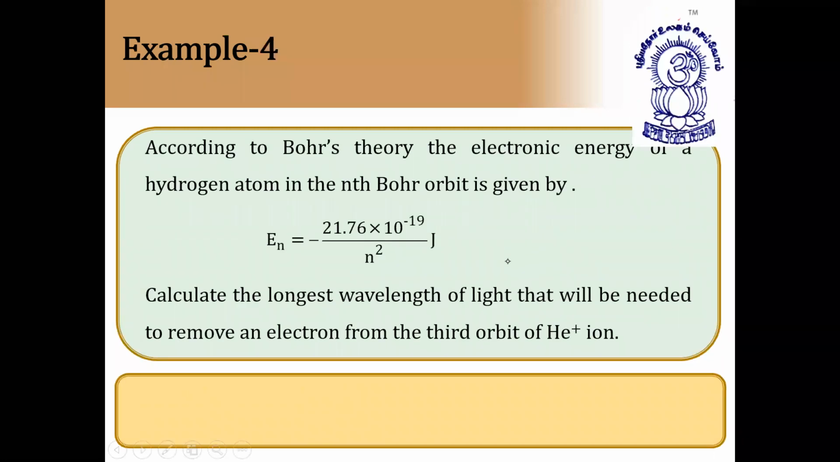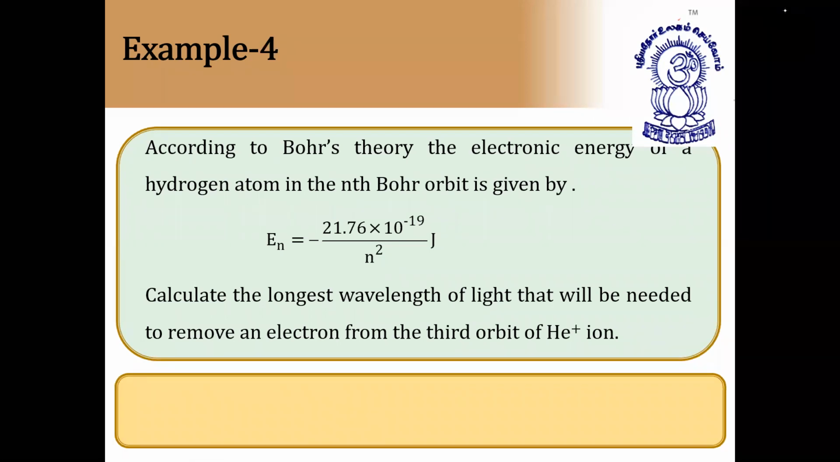Next question. The theory of electronic energy of a hydrogen atom in the nth orbit is given by En is equal to minus 21.76 × 10 to the power of minus 19 by n square. Calculate the longest wavelength, that is the least frequency, of the light that will be needed to remove an electron from the third orbit of the helium ion. So they have given the third orbit of the helium ion.